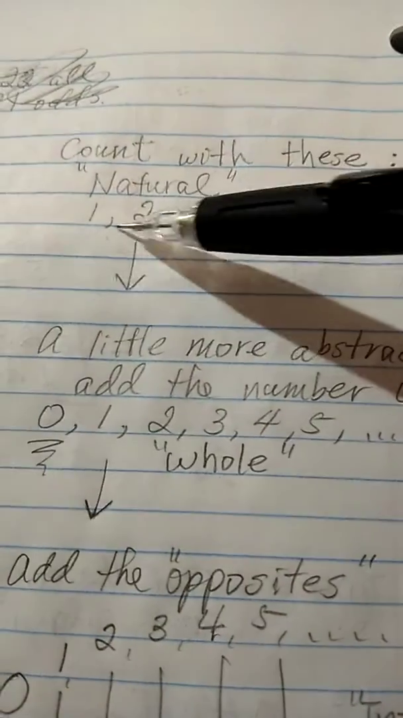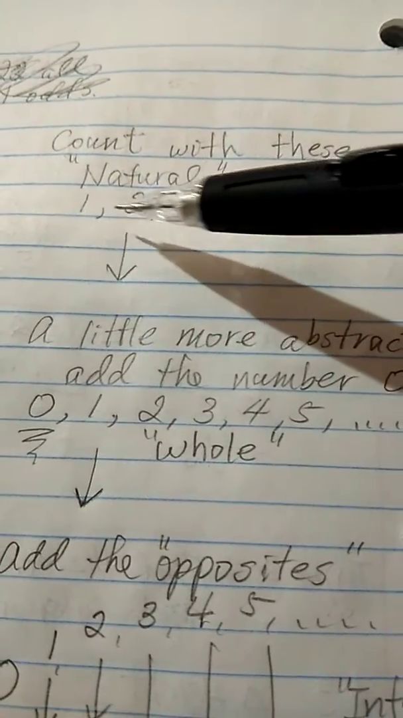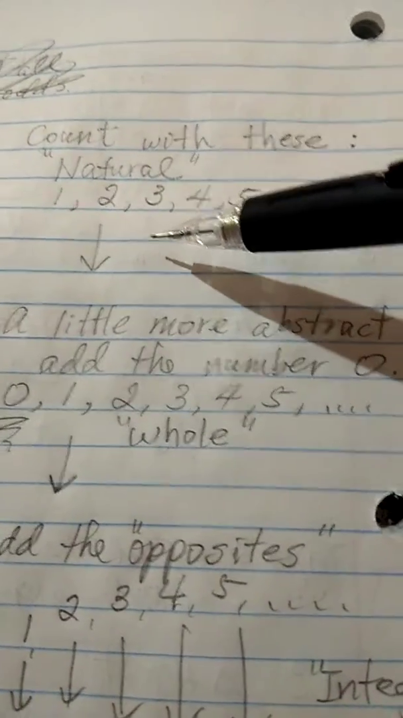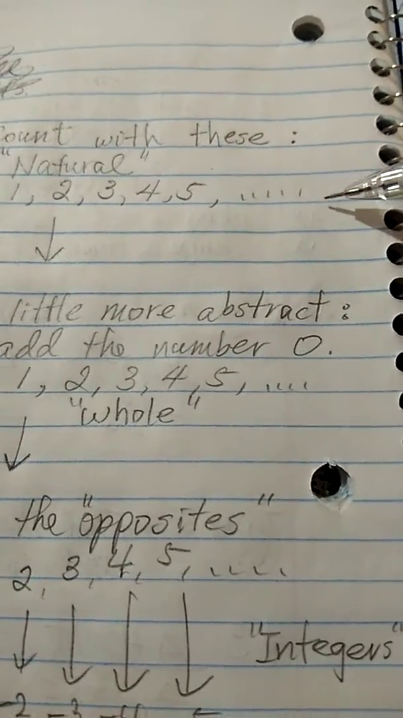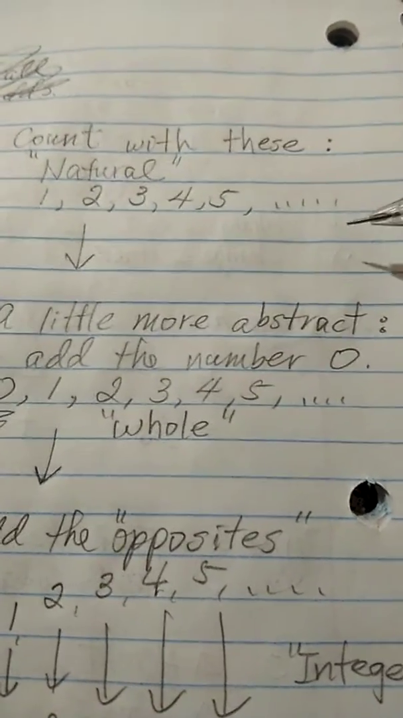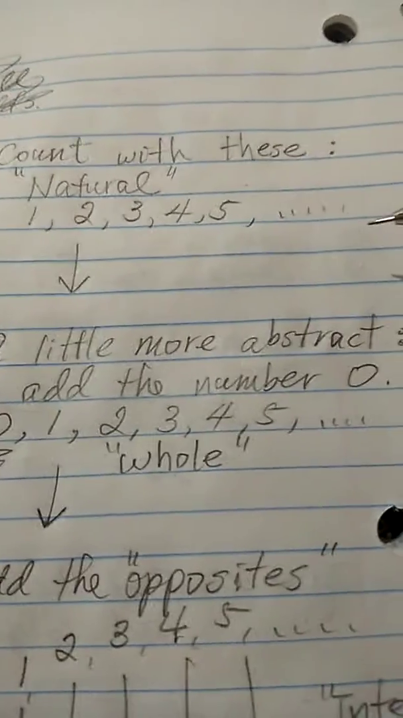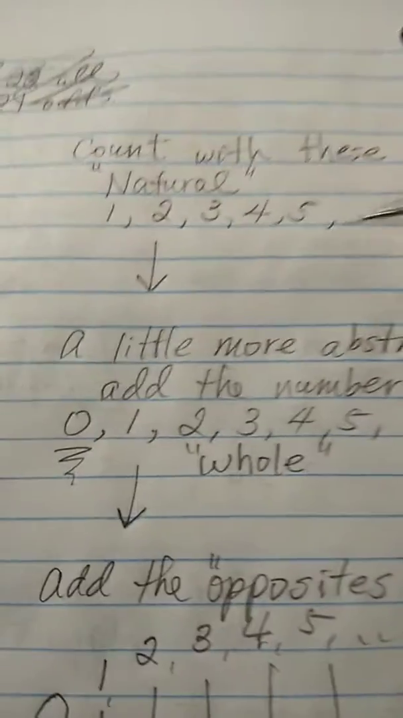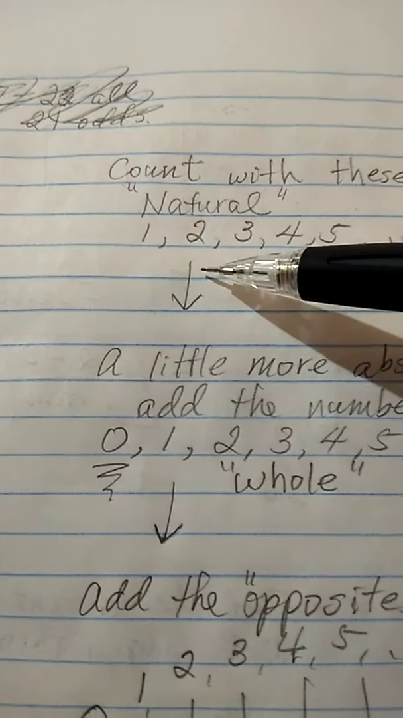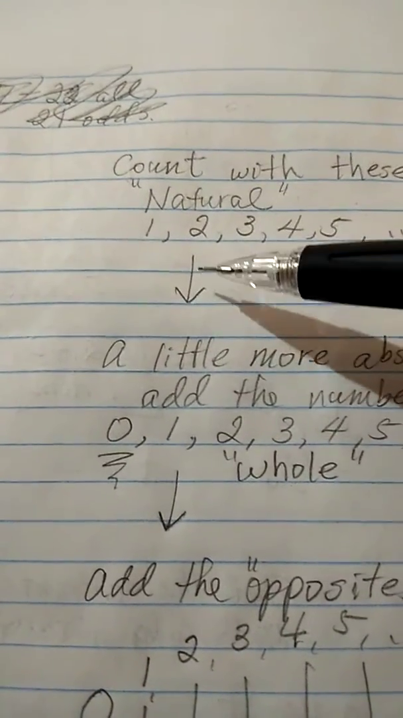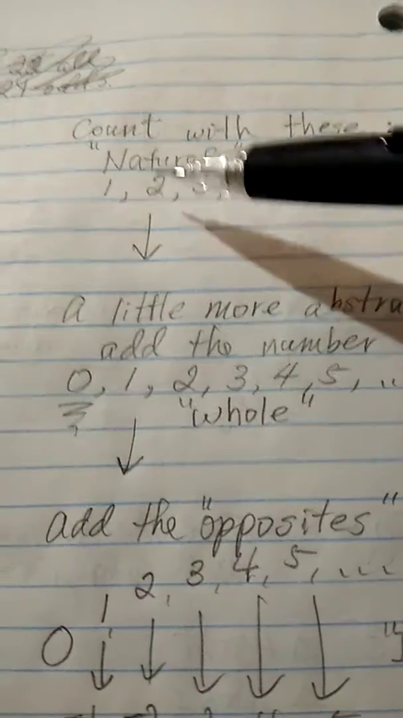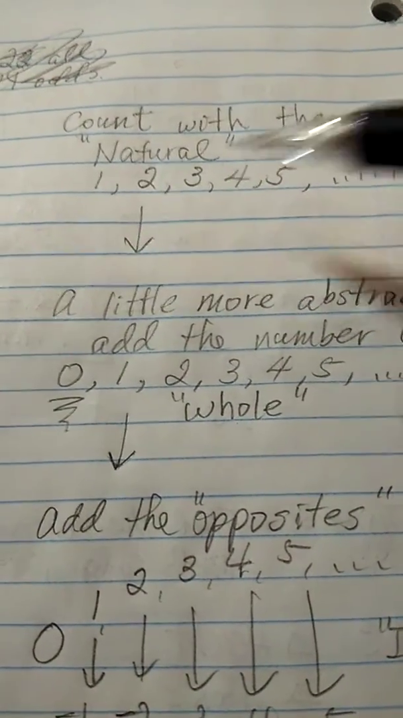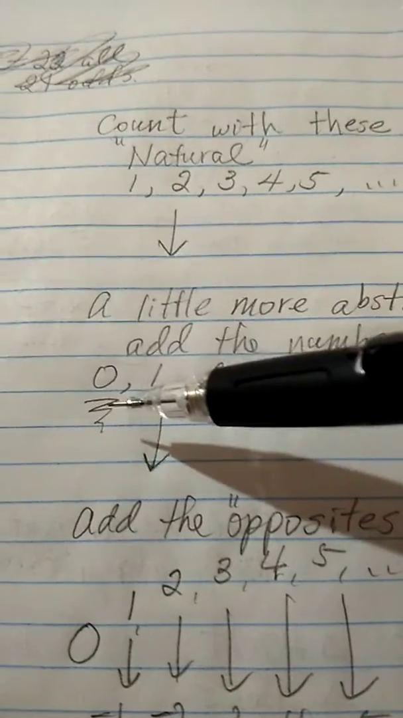Okay, and there's no number in between them. It's just 1, 2, 3, whole numbers, and this goes on and on into infinity. These are all natural numbers because we count with them and they come to us naturally. And then there's another category that's a little more complicated than this one, and that's all the natural numbers plus a 0.